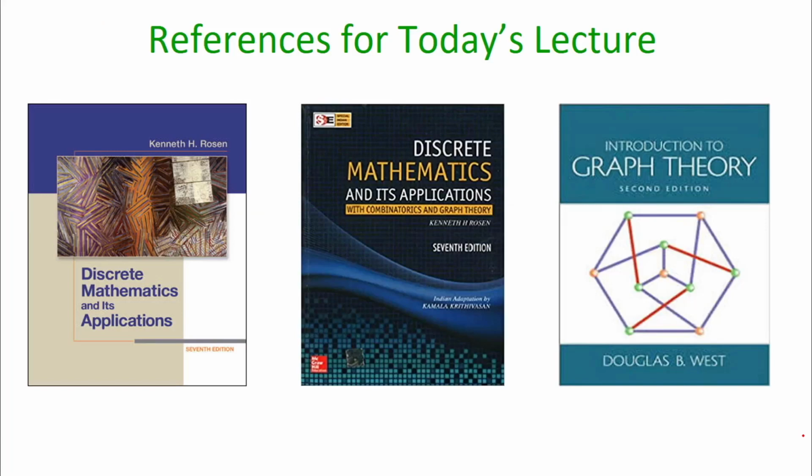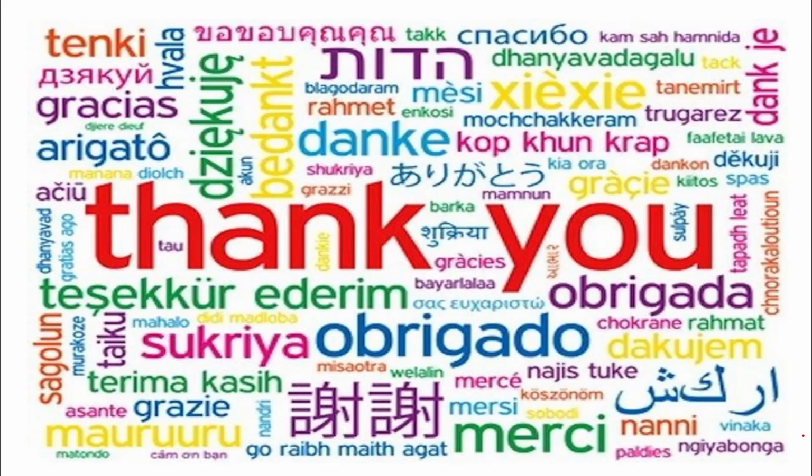I conclude today's lecture. These are the references used for today's lecture. To summarize, in this lecture we introduced the notion of matching. We saw various types of matching, like maximal matching, maximum matching, and complete matching. And we saw the necessary and sufficient condition for the existence of a complete matching in a bipartite graph, namely Hall's Marriage theorem. Thank you.